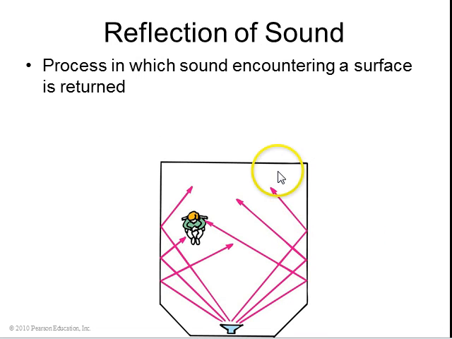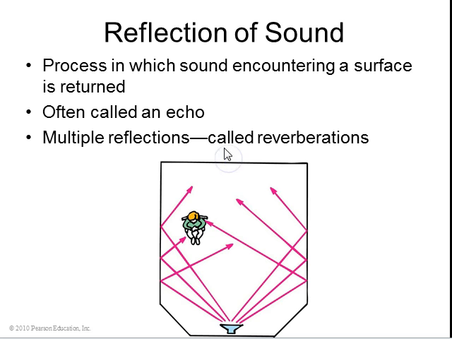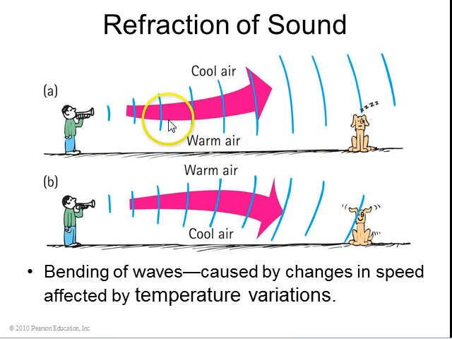So sound can be reflected off of walls. This is called echoes or reverberations. And sound can also be refracted. So if you have warm air below and cool air above, the sound will travel faster through the warm air. It can actually bend the waves upwards. If it's reversed, it can bend the waves downwards.